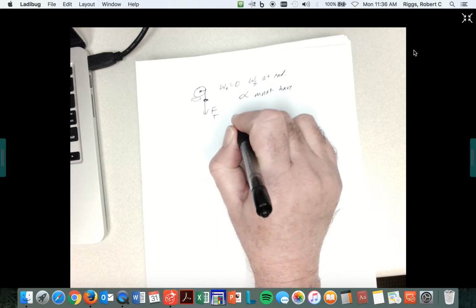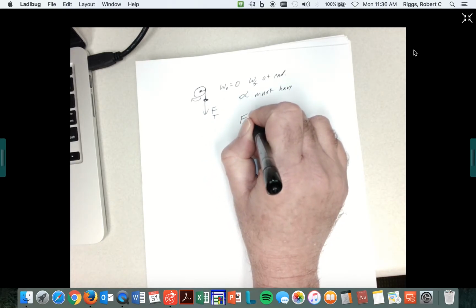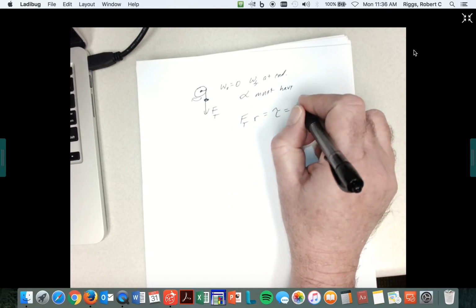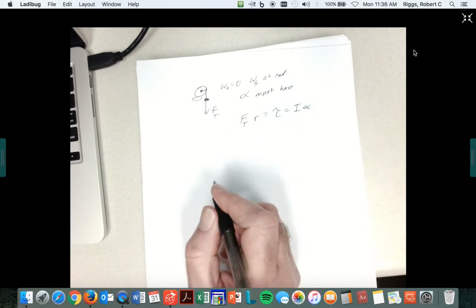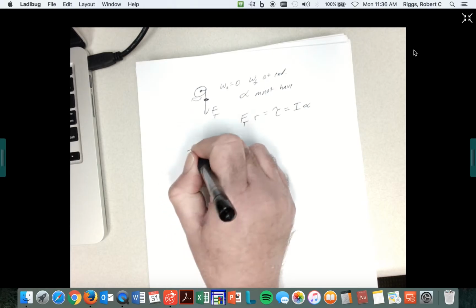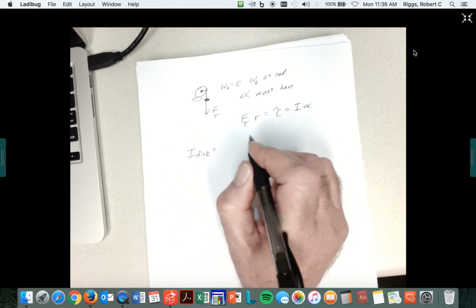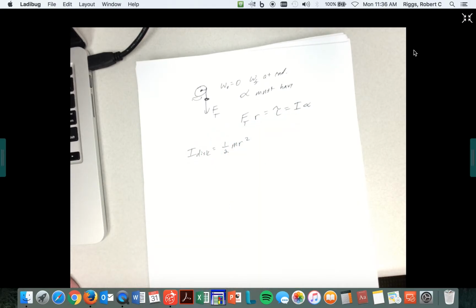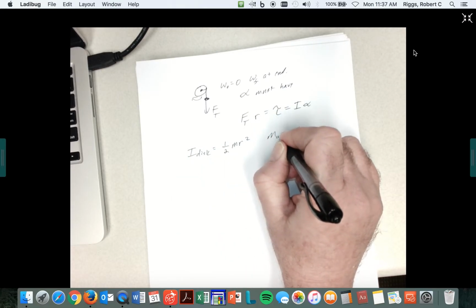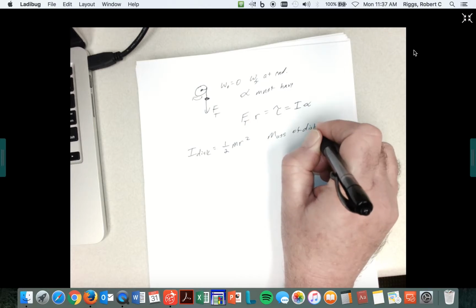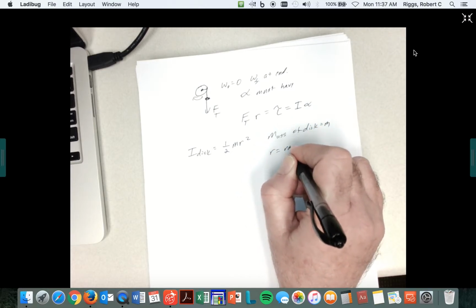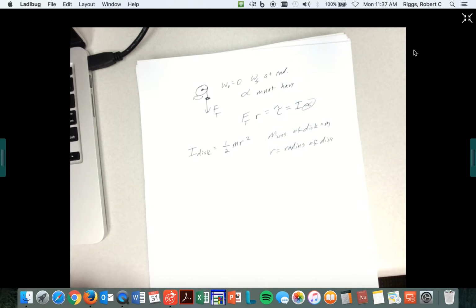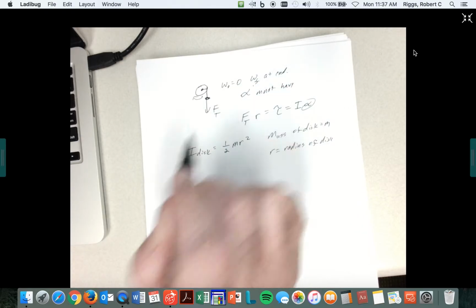And we know that F times R is equal to the torque, which is equal to I times alpha, where I of a solid disk, the moment of inertia, is equal to 1/2 mr squared, where m is the mass of the disk and R is the radius of the disk. So there's my acceleration that's going to happen over a short amount of time to get this omega final.